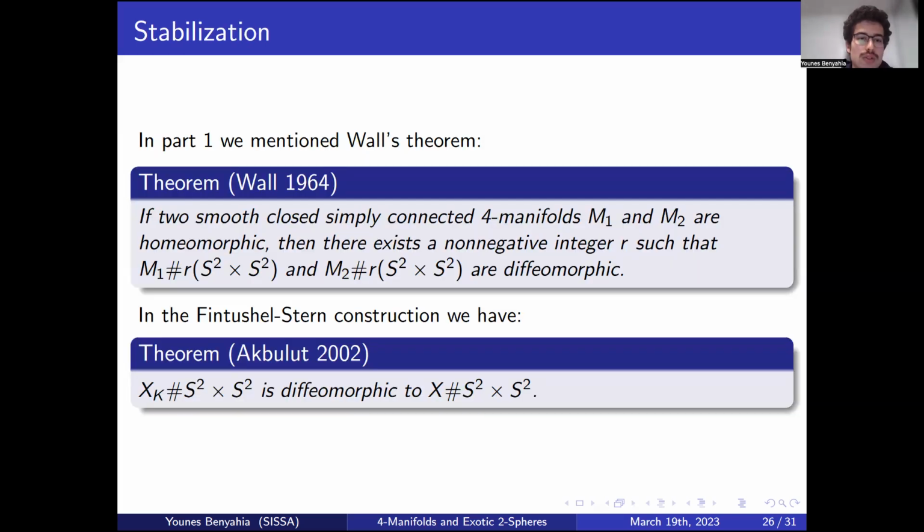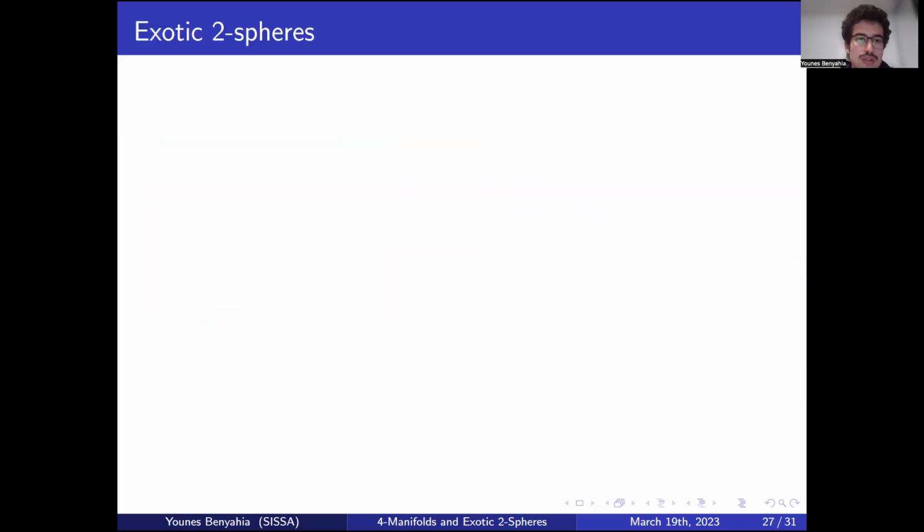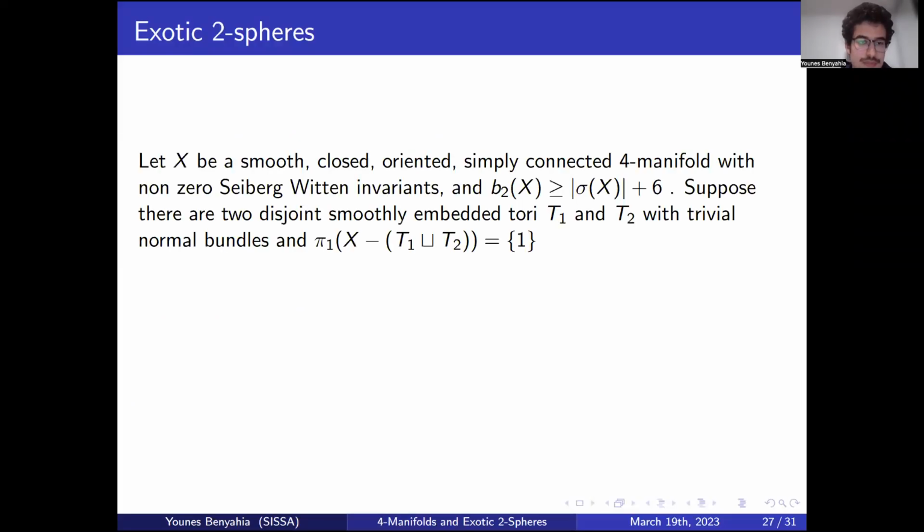So now we know what we need to start trying to find exotic two-spheres. If you take X to be a smooth, closed, oriented, simply connected four-manifold with some conditions here, non-zero Seiberg-Witten invariant, and a condition on the second homology.